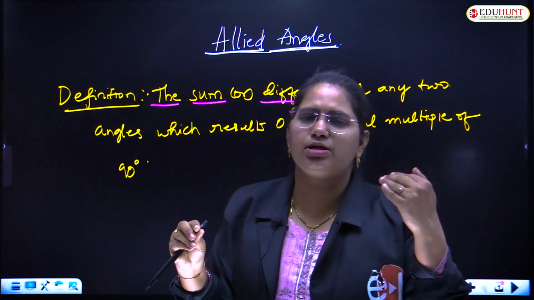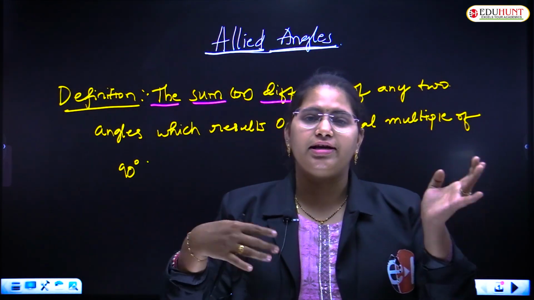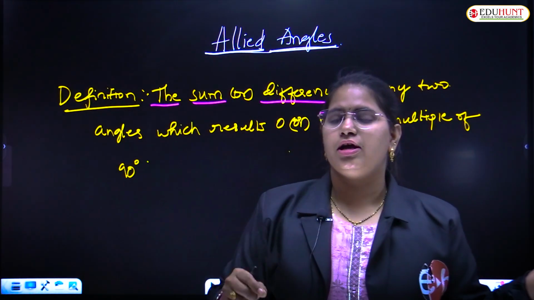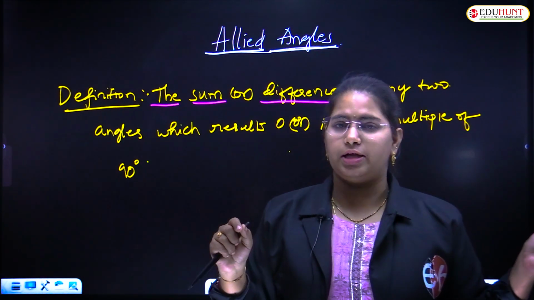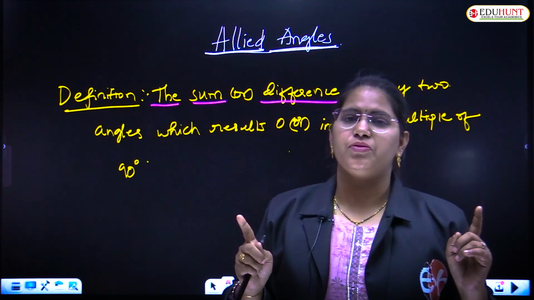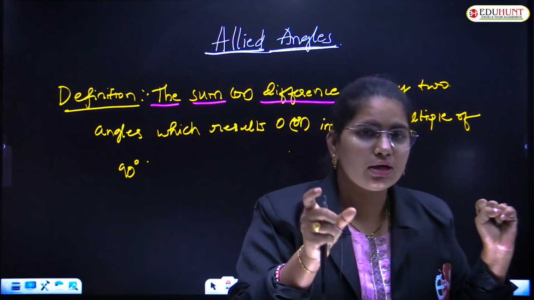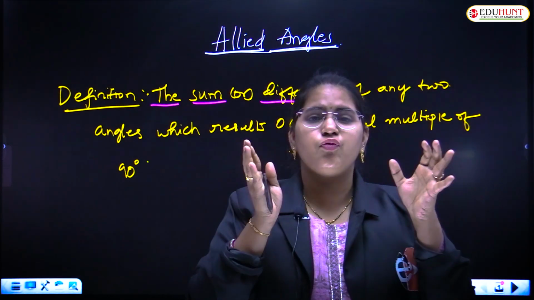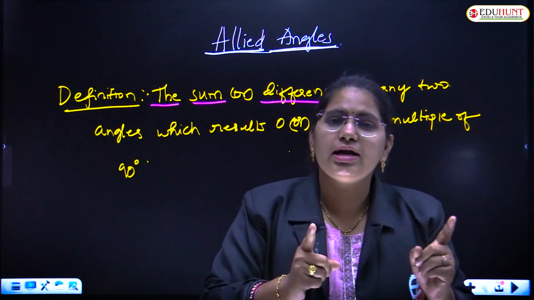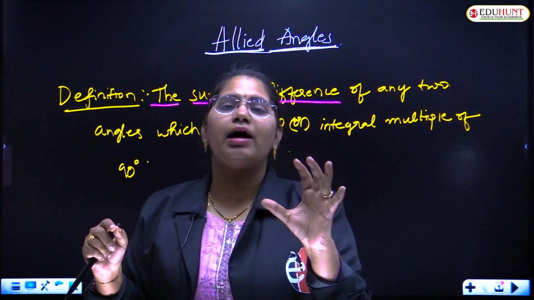What is an integral multiple of 90? It can be 90 into 1, 90 into 2, 90 into 3, or 90 into minus 1. Any integer, right? An integral multiple of 90. If your result comes in that way, either 0 or an integral multiple of 90, then we consider those types of angles to be called allied angles.